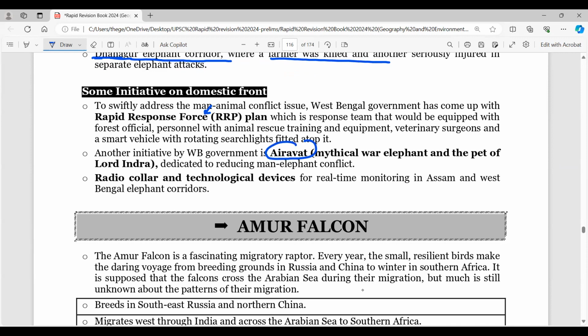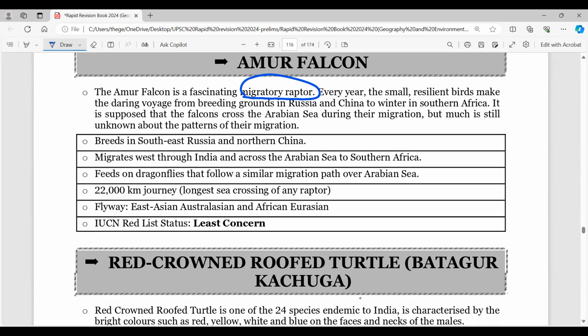West Bengal government's initiative, Mythical War Elephant and Pet Lot Indra, dedicated to reducing man-elephant conflict. Right. So then you have radio collar and technological services. So Amur falcon is basically a migratory raptor, and you'll see these birds make daring voyages to areas in Russia and China in winters in southern Africa. Right, so this is important.